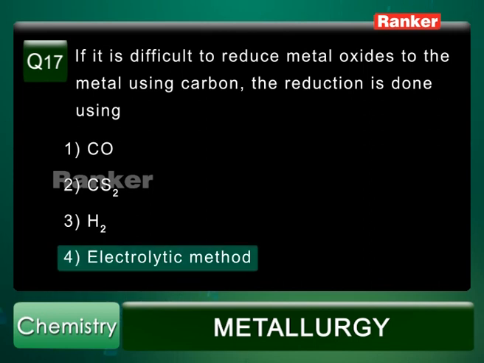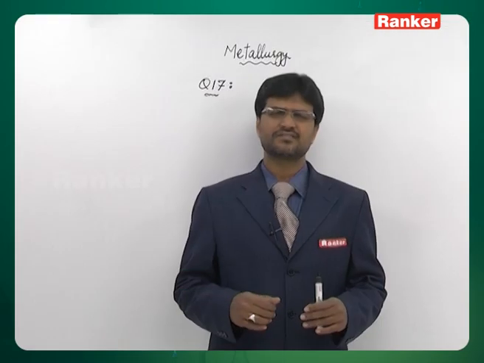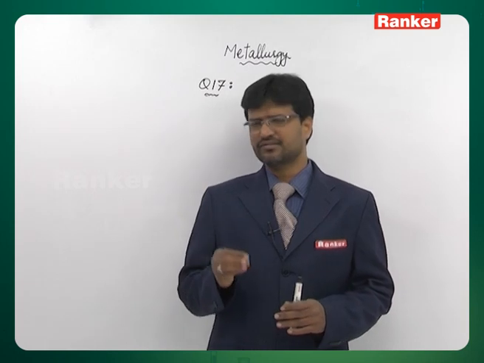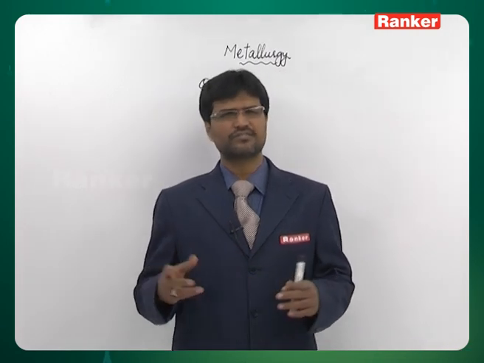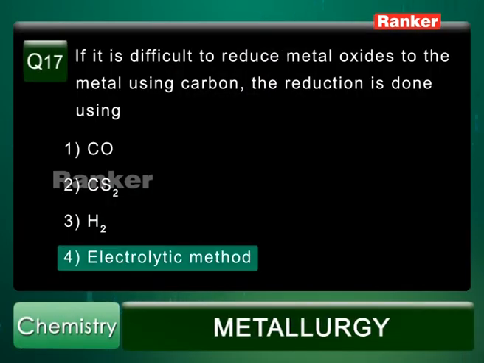More active metals cannot be reduced by carbon reduction under ordinary conditions. So more active metals are therefore reduced electrolytically, like sodium, magnesium, aluminum. These are obtained by electrolytic reduction of their molten salts. So the correct answer is fourth option. If it is not possible to reduce a metal by carbon, then it is better to use electrolytic method.